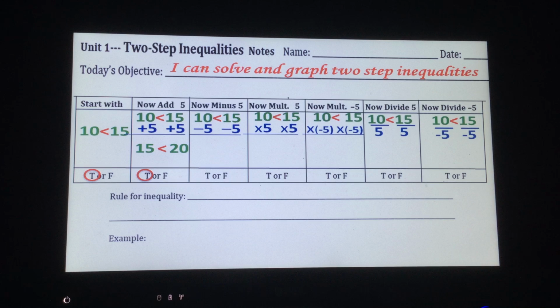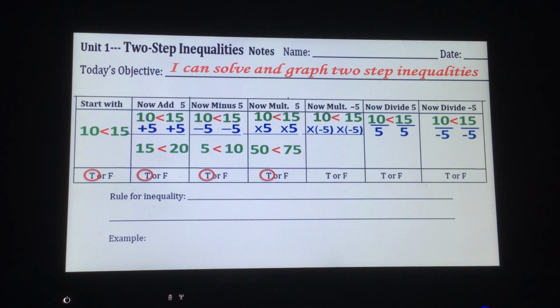Alright guys, so hopefully you noticed which ones turned out to be false. That is the rule that we're going to be talking about in a second. So let's just see what winds up happening. Over here, when you subtract 5 from both sides, you get 5 is less than 10. And that right there is going to be true, because 5 is less than 10. For the next one after that, we had to multiply by 5. That got us 50 is less than 75. We wound up with another true statement right there.